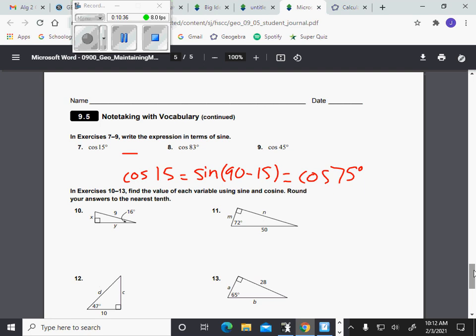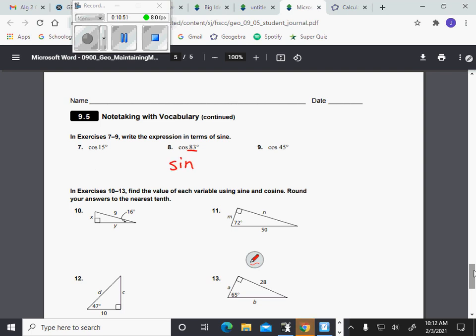Oh, sorry, not cosine. The sine. The cosine of 90 minus 15 is the sine of 75. Okay, how about B? All we're doing is taking 90 minus 83, so the sine of 7. And the sine over here, 90 minus 45 is 45 degrees. Okay.